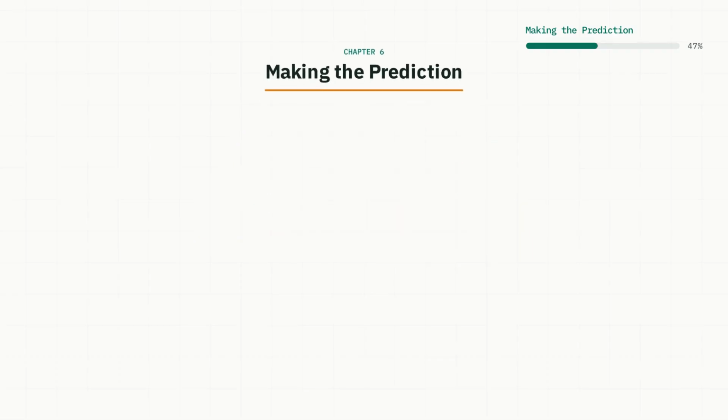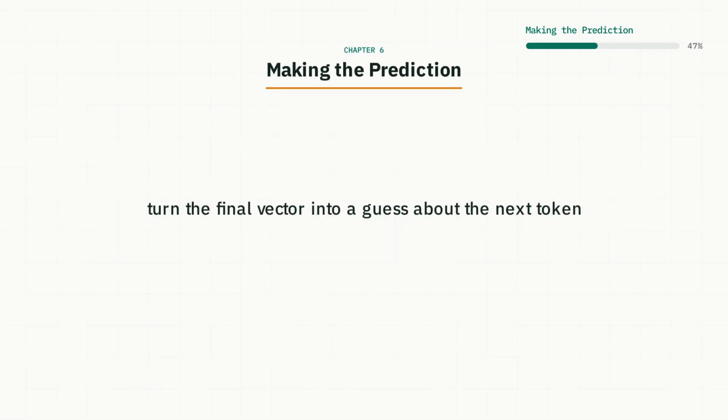The sequence has climbed all the way up the transformer. For the final position, the one right before the word we're trying to predict, we now hold a single rich vector, packed with context. The model's last job is to turn that vector into a guess about what comes next, and the shape of that guess is important.